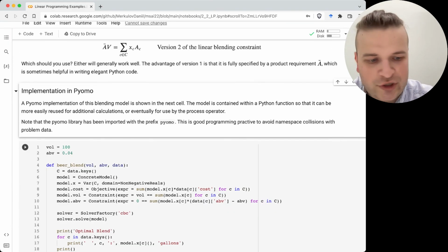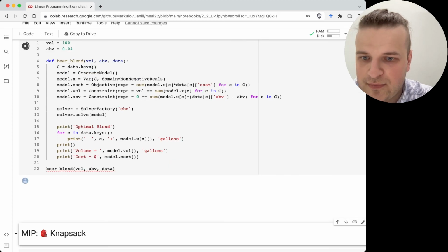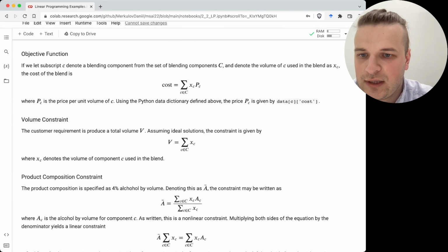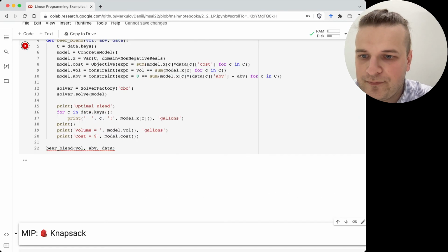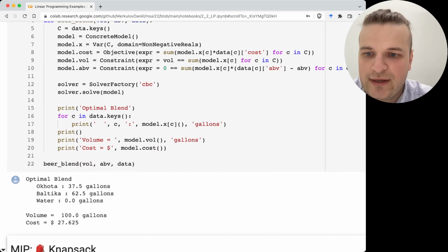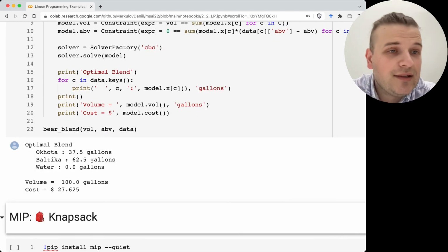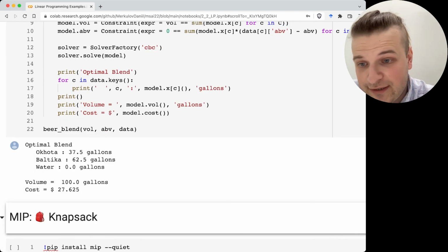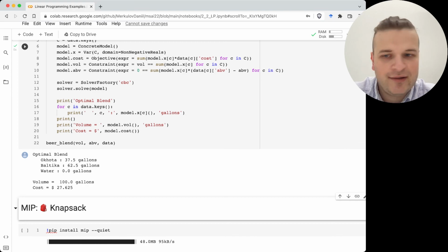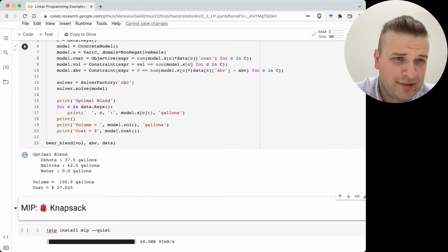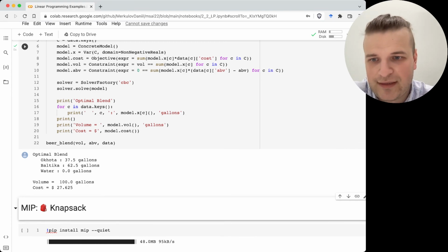And so we can just solve this, right? We have to put it in again and run it. So we have some specific answer here. And what about mixed integer programming? I suppose that's a matter for a separate video.